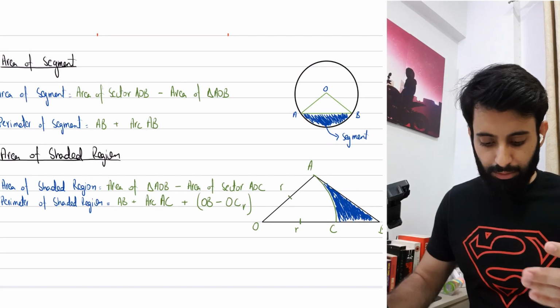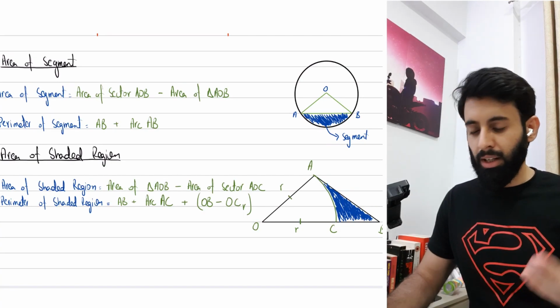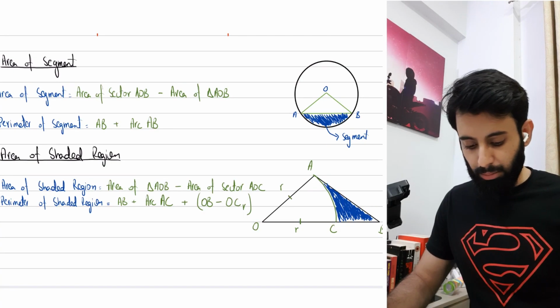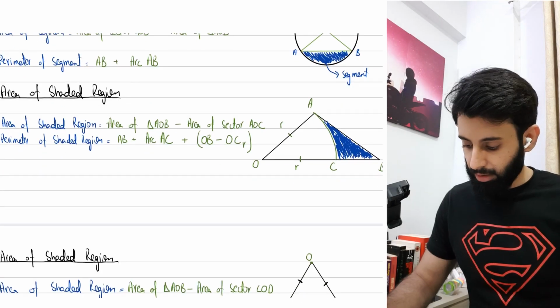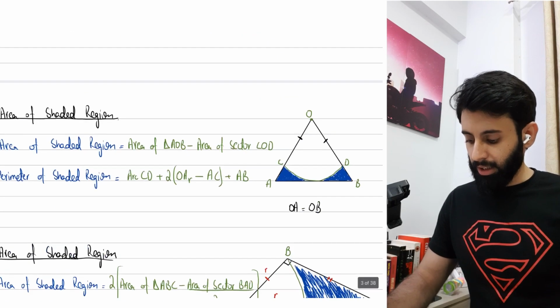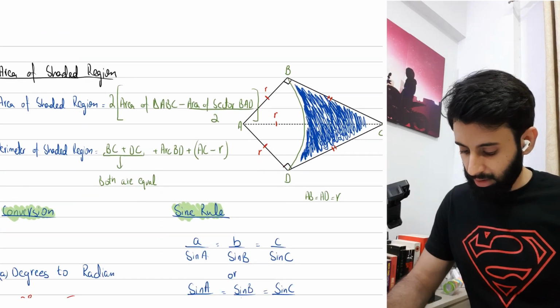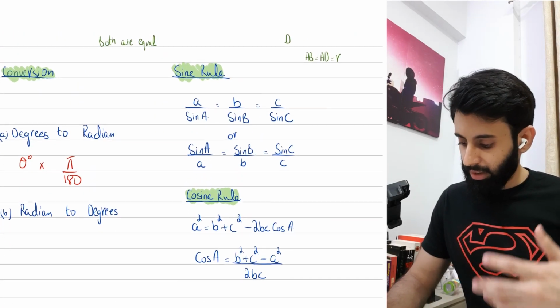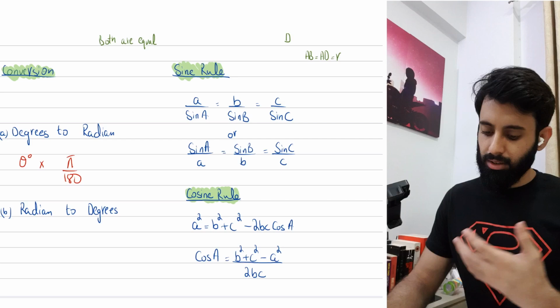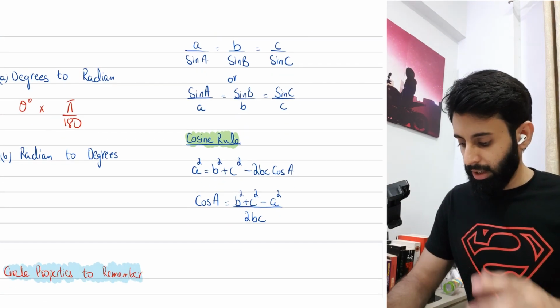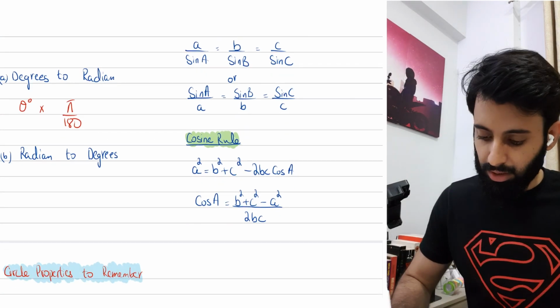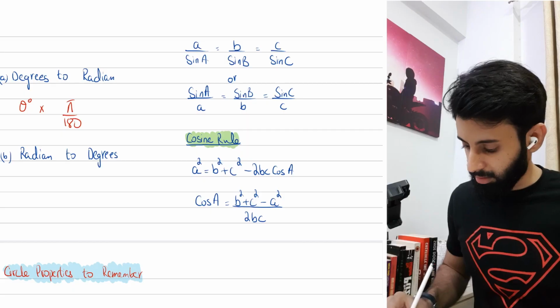So if you have a figure like this, I've written the formula how to calculate the area of segment and how to calculate the perimeter of segment. And here also, if you have a shape like this, I've written exactly what you need to do in order to find the perimeter and area. And then just like that, you have a couple more cases. And a couple of other things: how to convert from degrees to radian, sine rule, cosine rule, and also how to convert from radian to degrees, which I just realized I haven't written, so I'll just do that real quick.